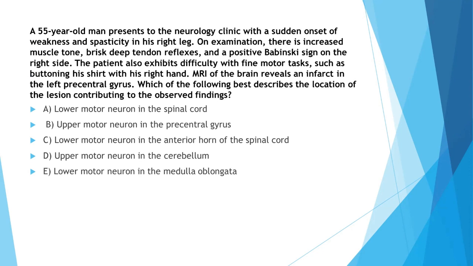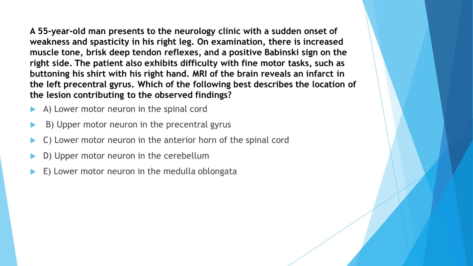Let's see. A 55-year-old man presents to the neurology clinic with a sudden onset of weakness and spasticity in his right leg. On examination, there is increased muscle tone, brisk deep tendon reflexes, and a positive Babinski sign on the right side. The patient also exhibits difficulty with fine motor tasks such as buttoning a shirt with his right hand. MRI of the brain reveals an infarct in the left precentral gyrus. Which of the following best describes the location of the lesion contributing to the observed findings?